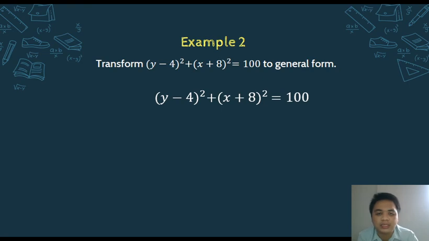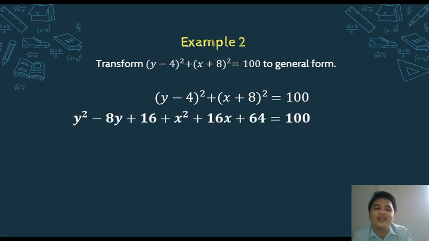How about yung x? Square the first term, x squared. Multiply x times 8 times 2, 16x. Square the last term, 64. So you have x squared plus 16x plus 64. So you have this one is equal to 100. Kayang-kaya mo siyang i-mental math.